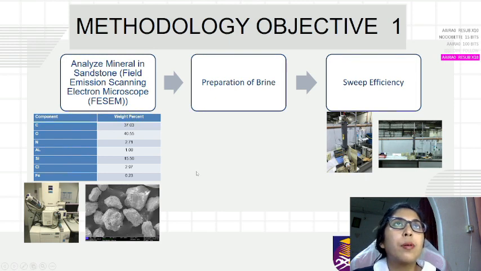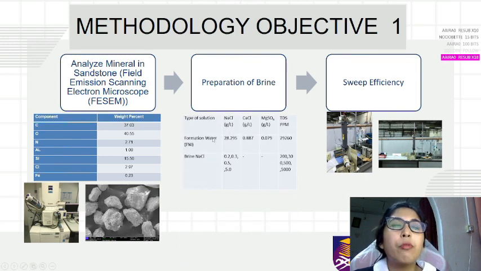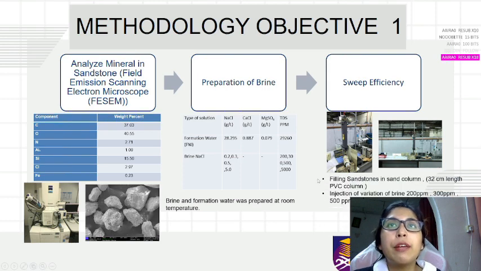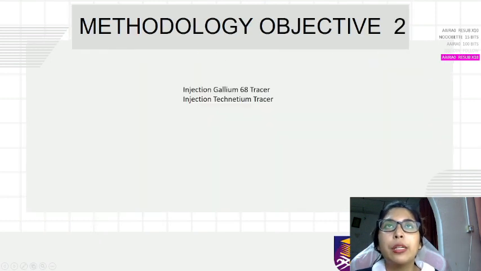Then we do the preparation of two types of brine: formation water and sodium chloride. The brine and formation water were prepared at room temperature. For the sweep efficiency, after that we fill the sandstone in the sand column, a 32 cm PVC column, by injection of variations at 200 parts per million, 300 parts per million, 500 parts per million, and 5000 parts per million.